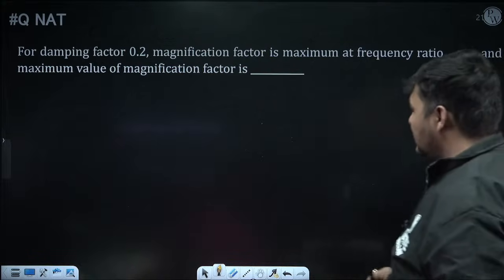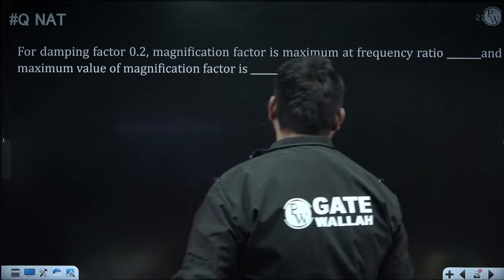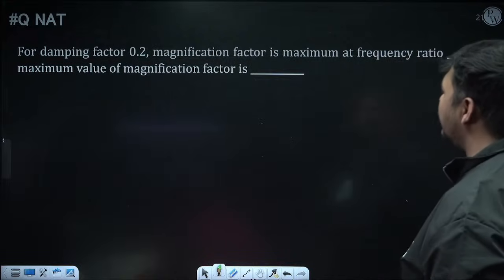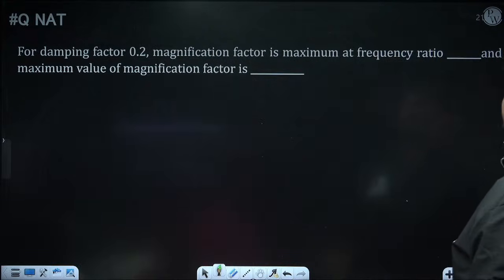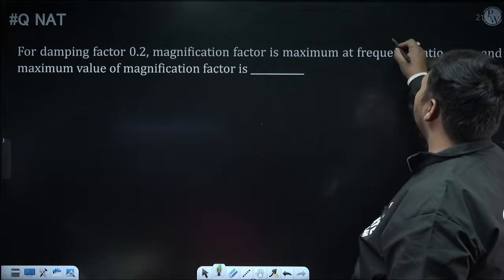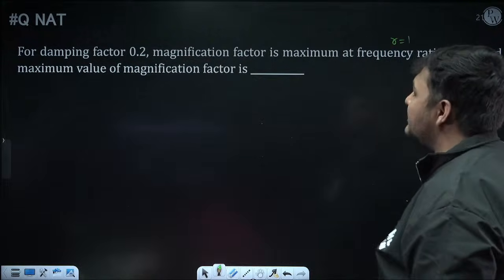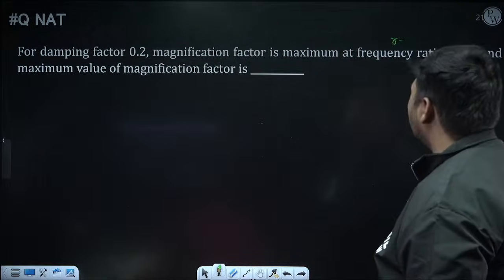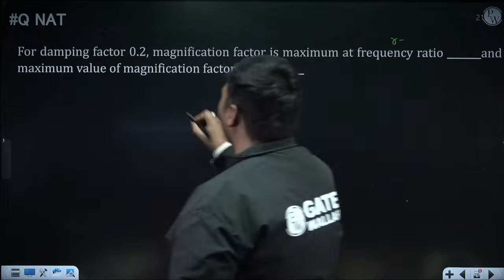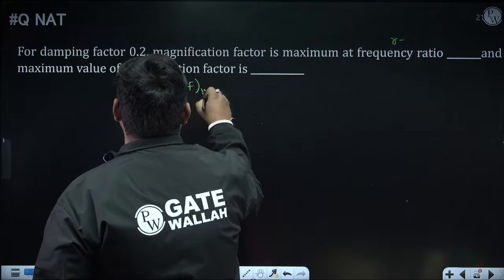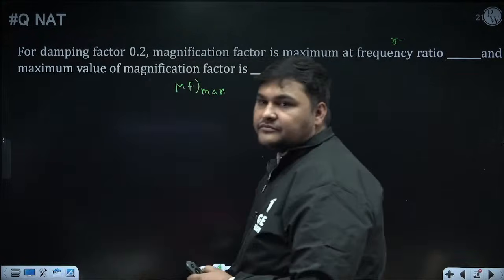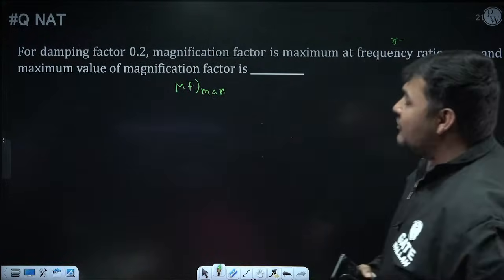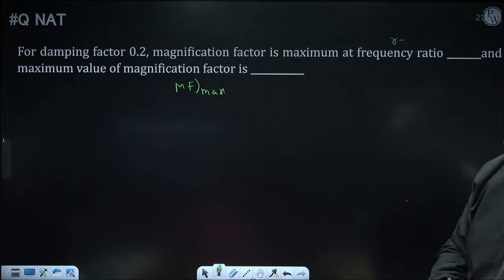See what this question is saying. For damping zeta equal to 0.2, the magnification factor is maximum at which frequency ratio, means at which value of R is MF maximum, that the examiner is asking. And what is the maximum value of MF? But this calculation we have to do for zeta equal to 0.2.